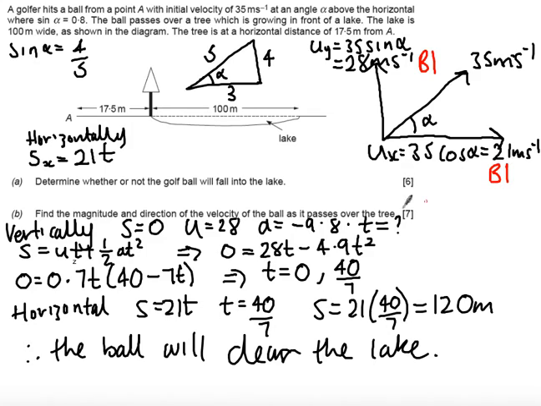Next, if you've identified the correct variables and formula, then you get a method mark, and you then get an accuracy mark if you've substituted it into the formula correctly. Finally, you're going to get an accuracy mark if you've got the correct times. The last mark is then given if you found the 120 meters and stated that it will clear the lake.